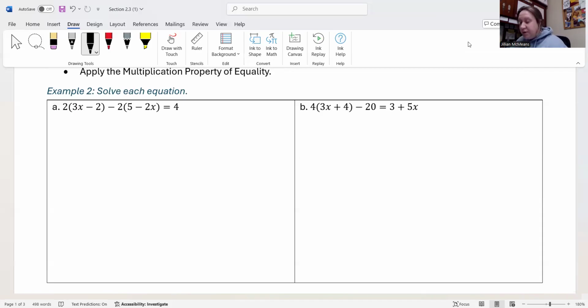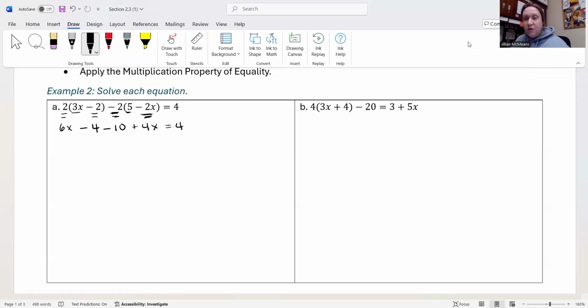So for the first set of parentheses, I need to distribute a positive 2. So I take 2 times 3x, so I just multiply 2 and 3, which is 6, and then I keep the x. I then take 2 times negative 2, so treat that minus 2 as a negative. So 2 times negative 2 is negative 4. And then I'm going to distribute this negative 2 through the second set of parentheses. So negative 2 times 5 is negative 10. And then negative 2 times negative 2x is going to be positive 4x. And all of that equals 4.